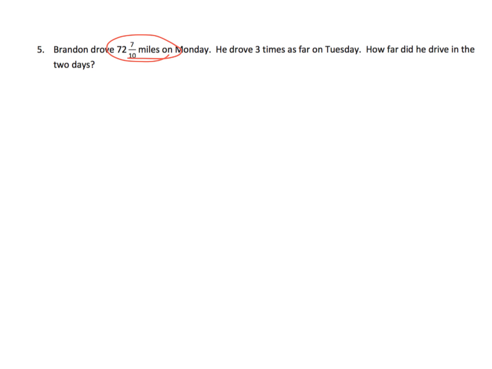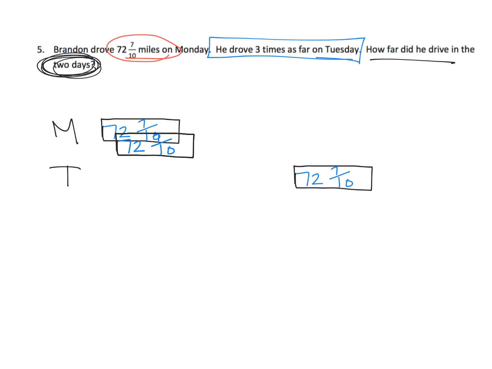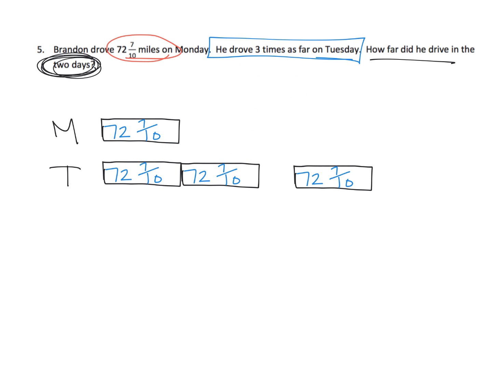So Brandon drove 72 7/10 miles on Monday. He drove 3 times as far on Tuesday. Then the question is, how far did he drive on the 2 days? And once again, this is so tricky. So we've got Monday and we've got Tuesday. All right. And on Monday, we are told that he drove, and I'm going to label it in here, 72 7/10 miles. So this little unit represents 72 7/10 miles. But we're told that he drove 3 times as much. Oops, I don't need one of those, so let's get rid of that. Good. So he drove 3 times as far on Tuesday. So that's 1, 2, and 3.